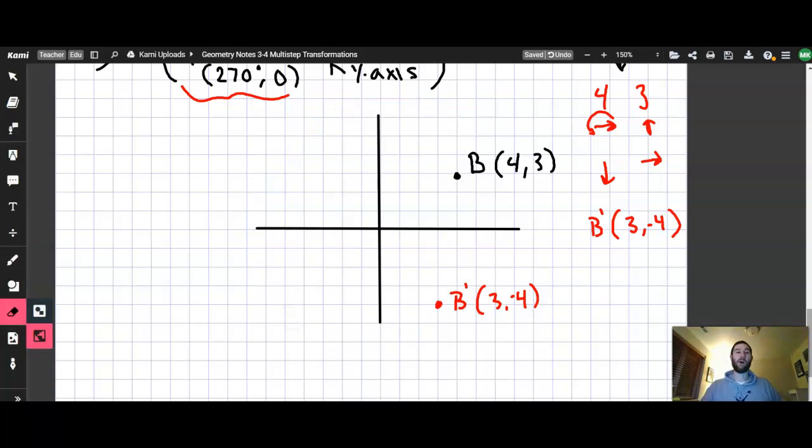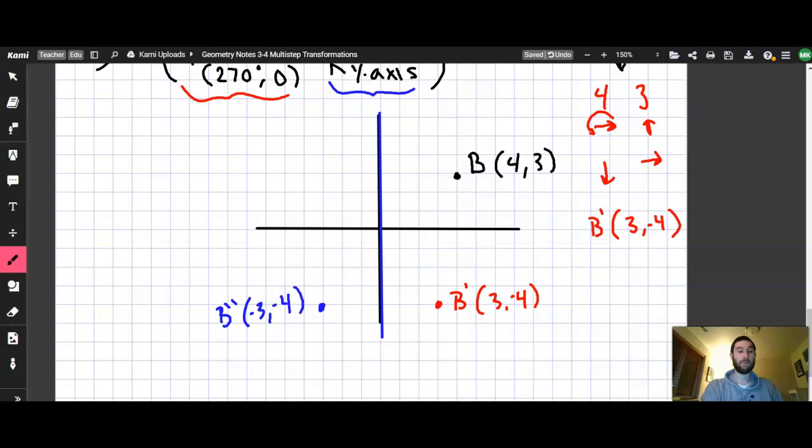Now, all that's left is reflecting it over the y-axis. And I'm going to go ahead and do this part in blue. So our reflection over our y-axis, like I talked about before, is finding that perpendicular distance. In this case, we are 3 away. So 3 on the other side gives us the point we're looking for, B double prime. And where's this point at? Well, it happens to be, this time I finally got it, 3 to the left and 4 down.